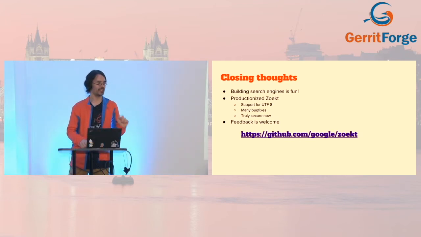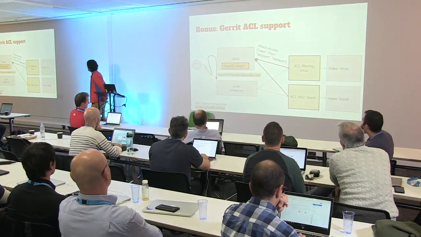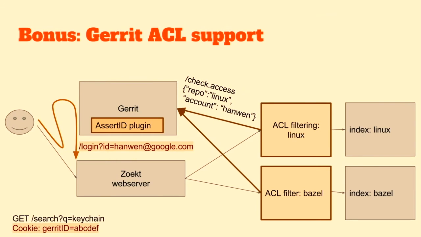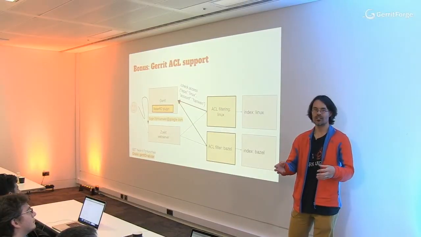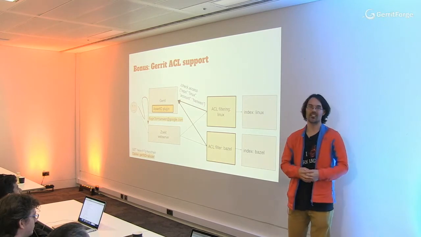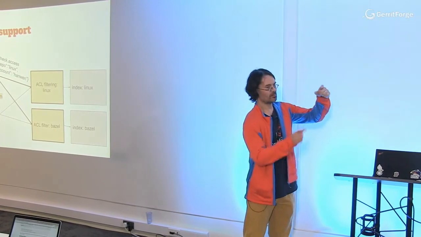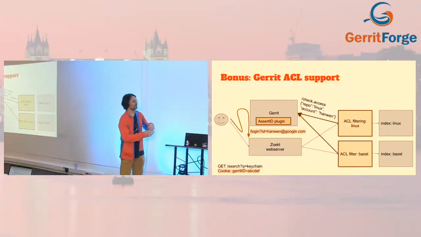What about ACLs? We had a hackathon yesterday, and I had been toying with this idea for a while. I thought, what the heck, I'm just going to go and do it. The idea is that the ACL model of Gerrit is really complicated. So the only way to understand if someone is able to view a piece of source code is to just ask Gerrit, can this person see the source code? So part of this solution is to put an ACL filtering layer in the middle.